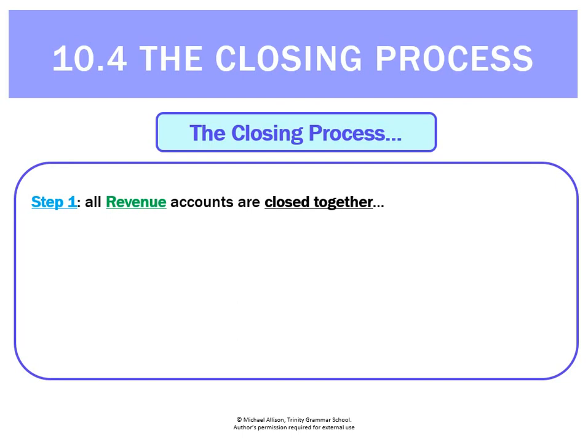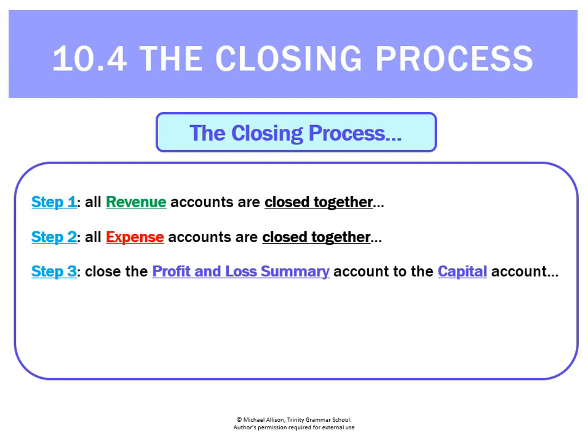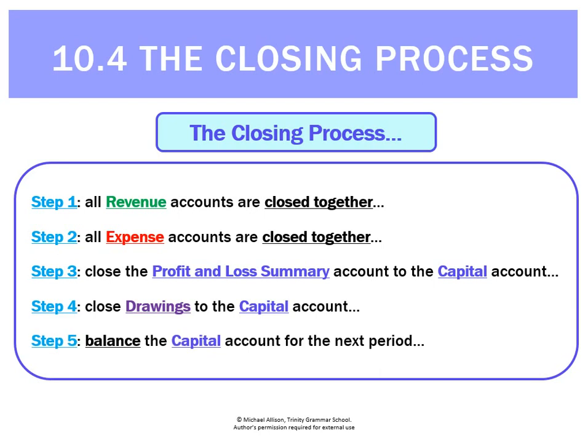The closing process in summation, it's 5 steps. Step 1, we closed all revenues. Step 2, we closed all expenses. Step 3, we closed the profit and loss summary account to the capital account. Step 4, we closed drawings to capital. And step 5, we balanced the capital ledger for next period. It's really important you remember those steps. That'll help you think on your feet no matter what the question entails. You can just remember the steps and rely on that.